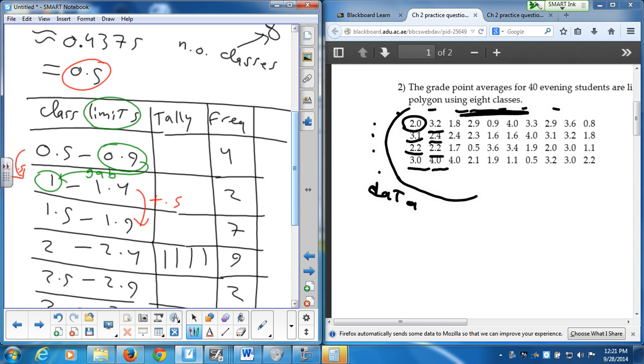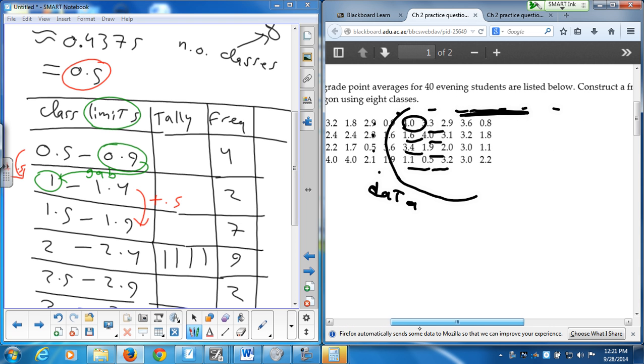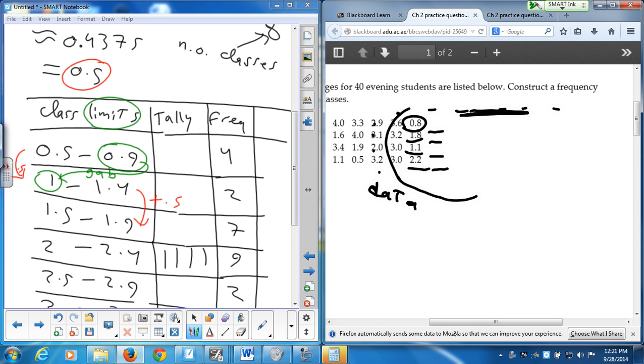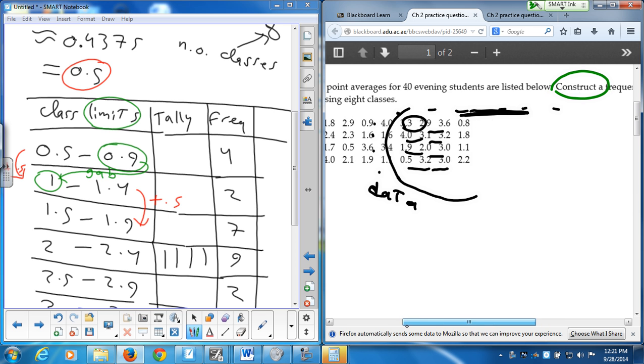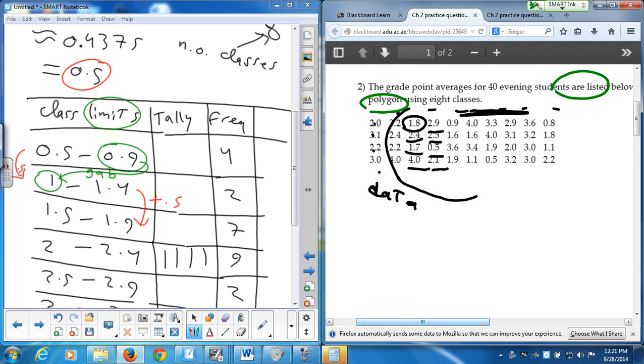Okay, so I got the frequency. Now he wants me to graph what? What is the question? He wants me to construct a frequency polygon, right? So we need to graph a frequency polygon. Okay, so now how am I going to do that? I'm going to take the midpoint and the frequency, right? So in this case, I need the midpoint.